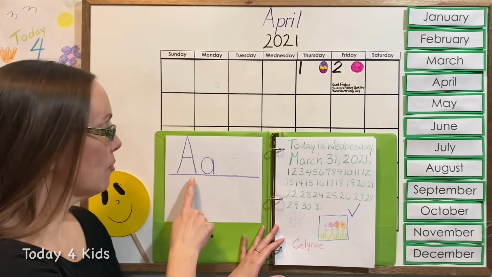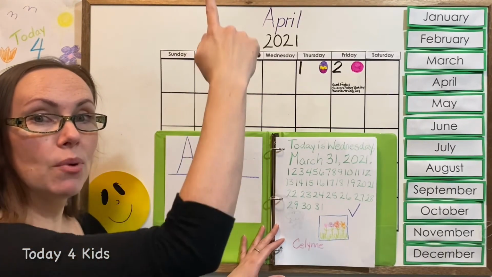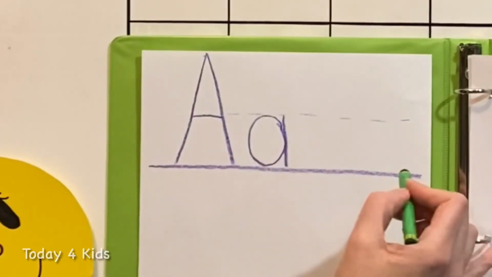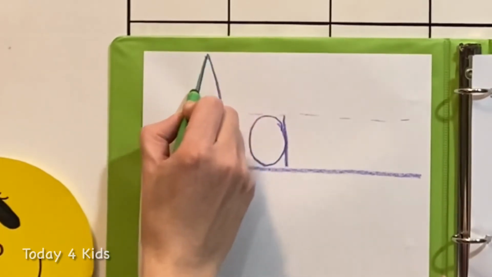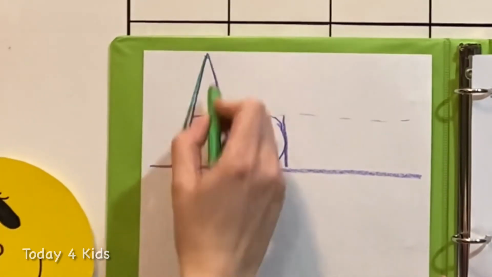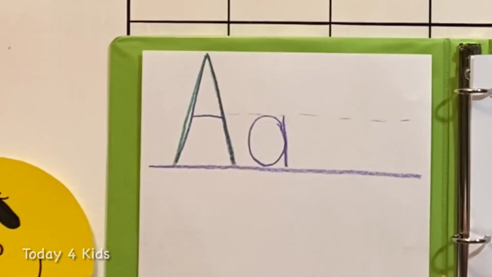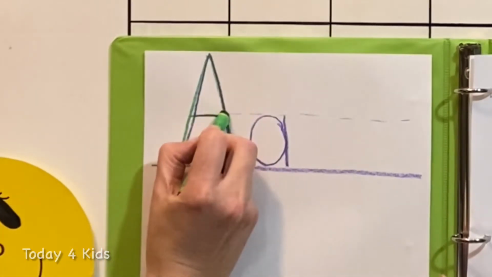So right now we're practicing with the letter A. Will you practice the letter A with me? You can practice on a paper or in the air with your finger. Are you ready? Start up at the top. And go all the way down to the line. Then go back up to the top and go the other way down to the line. Kind of like a tent or an upside down V. And then you're going to make a line across.